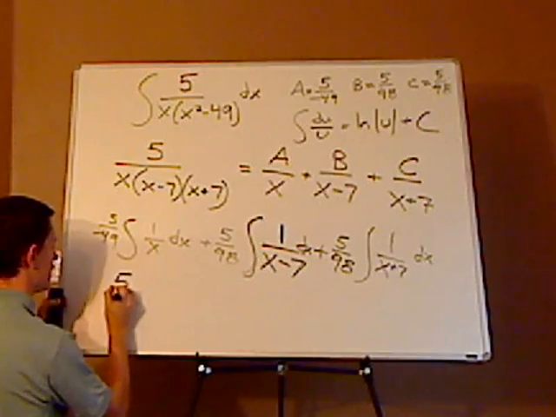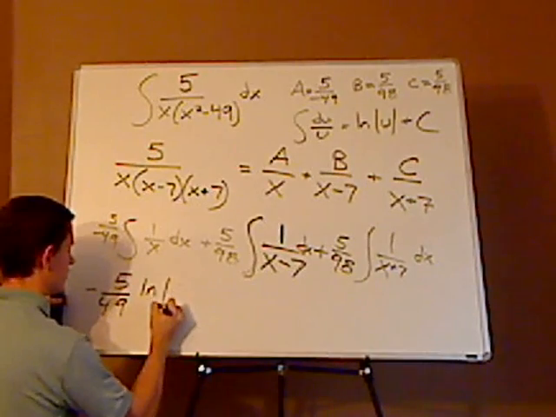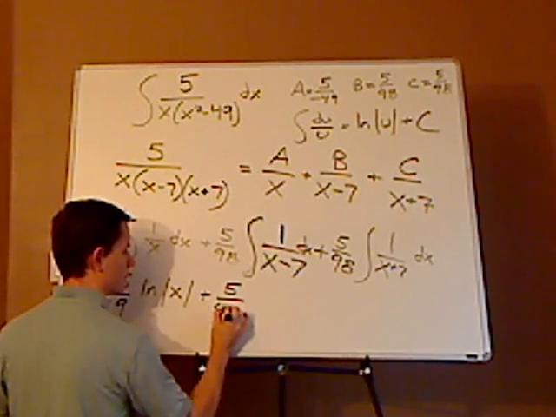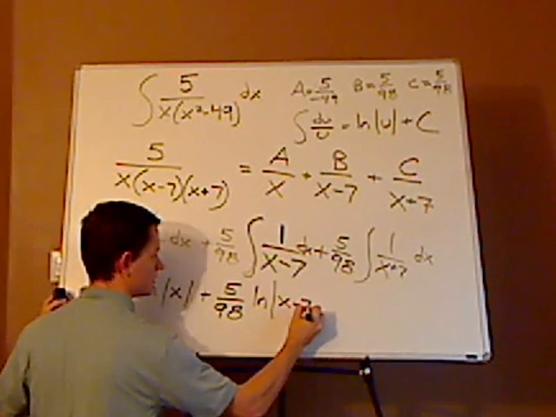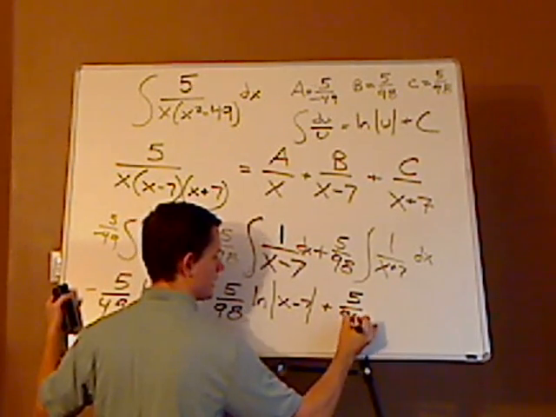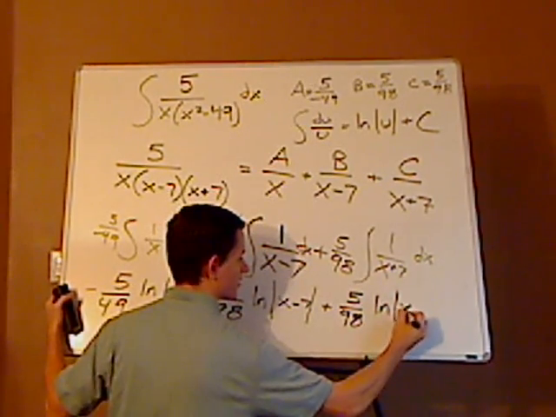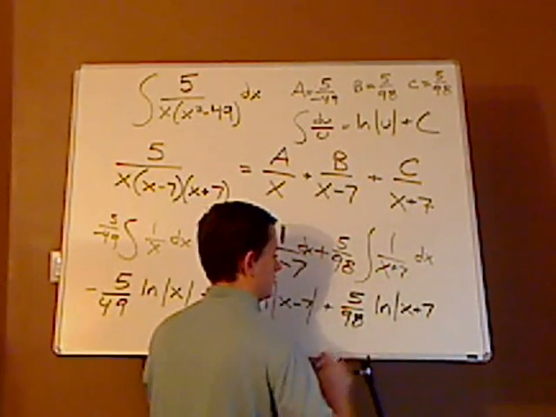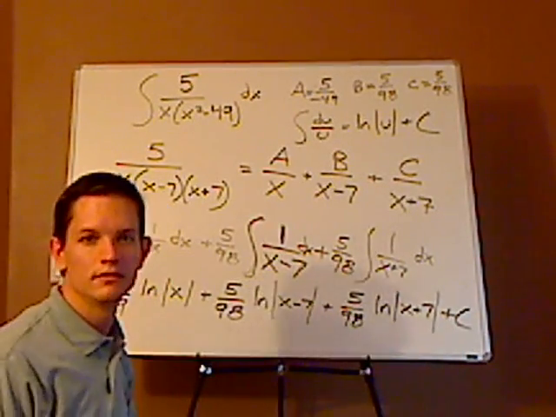So now I have 5 over negative 49 natural log of the absolute value of x, plus 5 over 98 natural log of the absolute value of x minus 7, plus 5 over 98 natural log of the absolute value of x plus 7, plus C. And again, that's it.